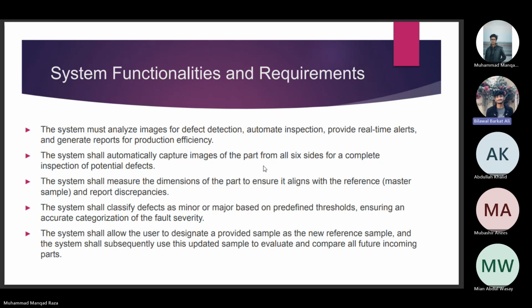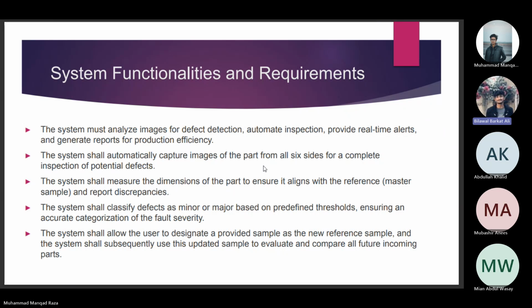For the dimensional measurement, as we discussed with Dr. Sarmansur in the previous meeting, our system should be able to do the dimensional check, as it's usually missed during manual inspection. Our system will check the dimensions of the product and verify that it aligns with the master or reference sample we are checking it against. It will help ensure that there is no discrepancy in the size or shape of the product.